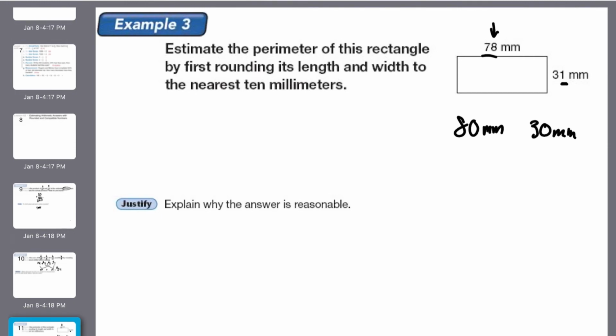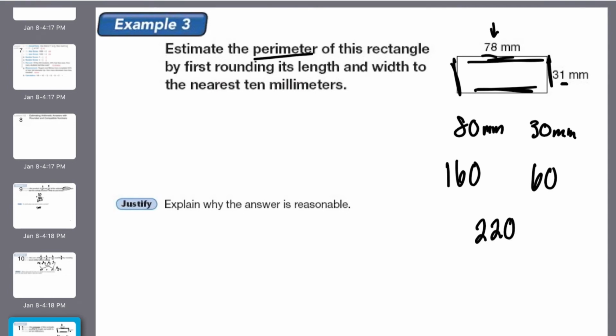And here I am looking for the perimeter. So perimeter is where you add up all the sides. So 80 plus 80 plus 30 plus 30. This side is 30, that side is 30, this side's 80, and this side is 80. You know, 80 and 80 is 160, and 30 and 30 is 60. So I just add 160 with 60, and I know that that gives me 220 millimeters.